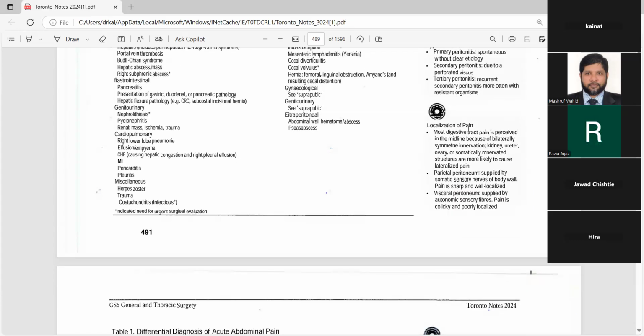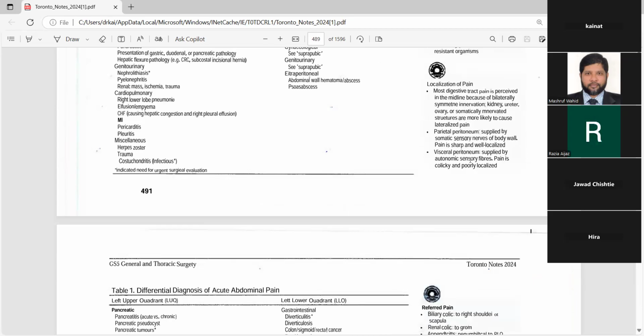Localization of the pain: where the pain is, you can see where the organs are and what kind of pain they can present. So in kidneys, the pain is on the flank area and goes towards the lower abdomen, in the groin. Then ureter, ovaries, how does the pain present, and then viscera.